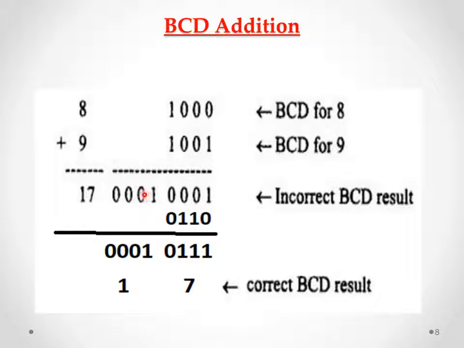So to bring it back into a valid BCD number, we are adding plus 6. So when we are adding plus 6, 1 plus 0 is equal to 1, 0 plus 1 is 1, 0 plus 1 is 1, then 0, 0. Then 1, 0, 0. So the answer is 1, 7. That is 17. It's a corrected BCD value.